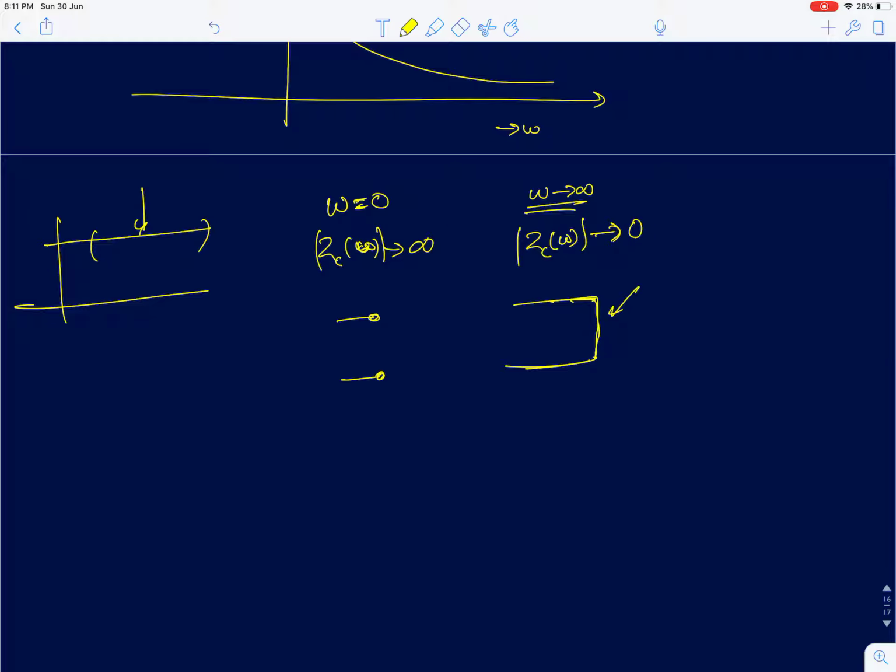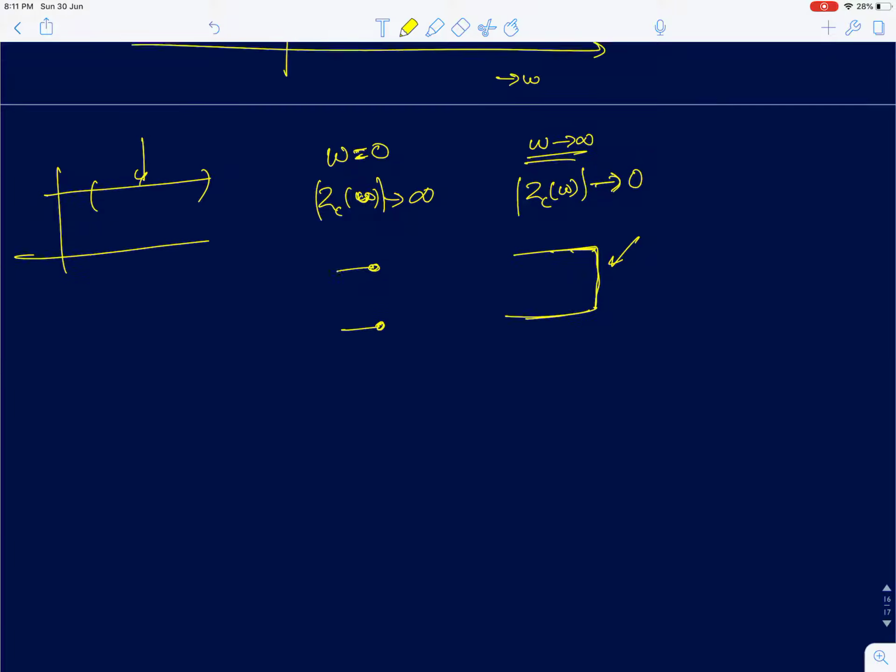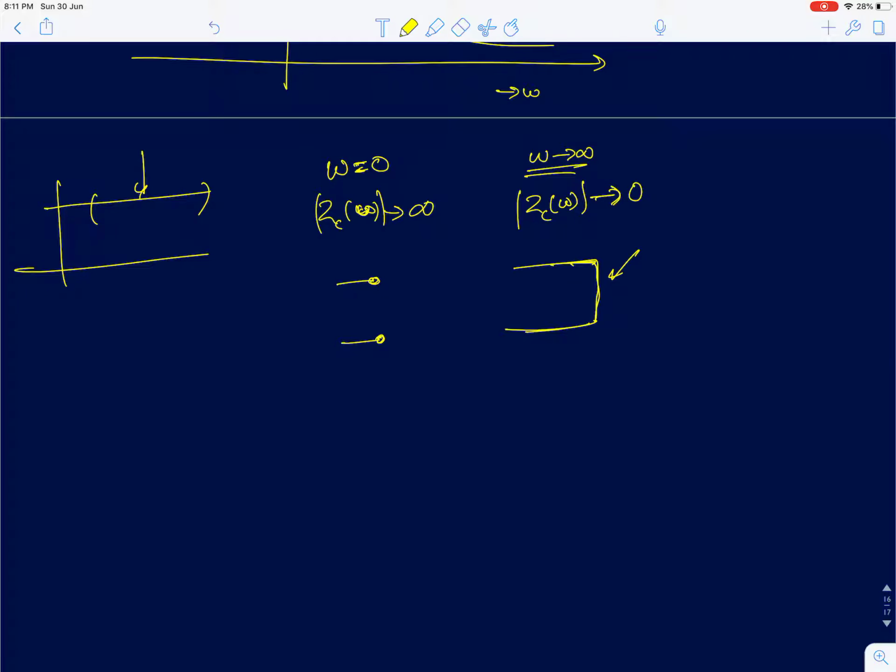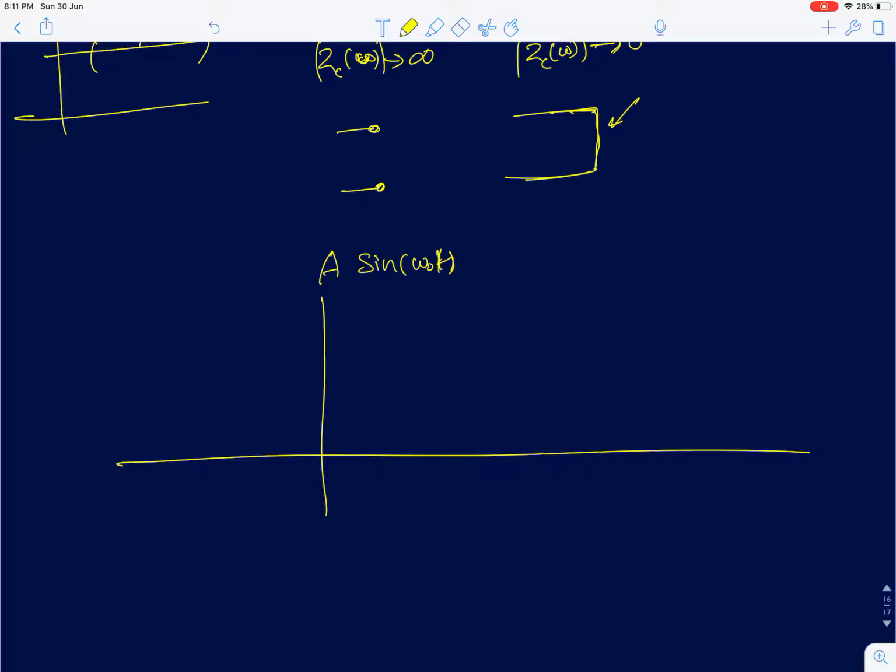Now this has a very interesting implication in the time domain. We just discussed in the time domain that the voltage cannot change instantaneously. Now what has instantaneous change got to do with frequency? I discussed this earlier, but let me assume a sinusoid signal, A sin ω₀t. I'm going to plot this signal. The amplitude is A. It's a sine wave.